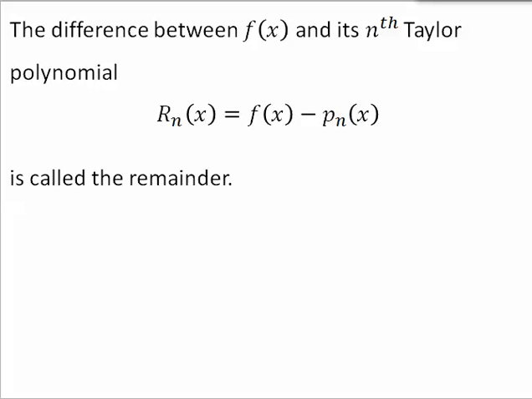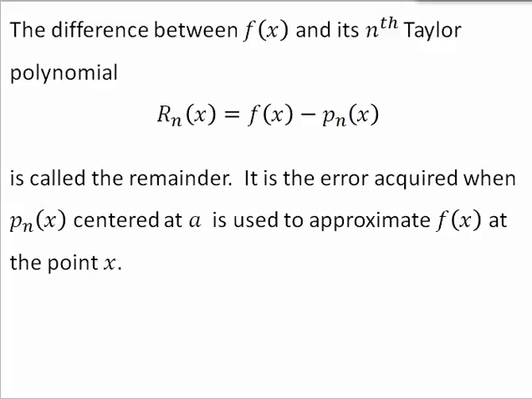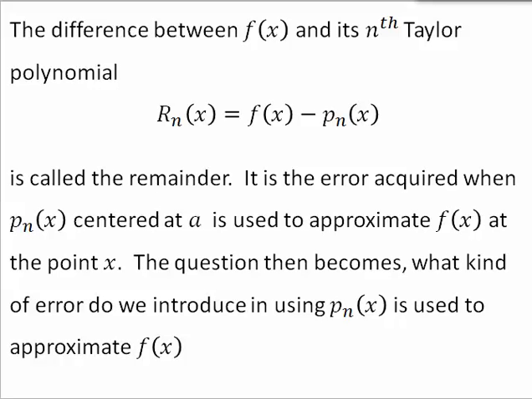The difference between f and its nth Taylor polynomial is called the remainder. It is the error acquired when the nth polynomial centered at a is used to approximate the function at a point x. The question then becomes, what kind of error do we introduce in using the polynomial to approximate the function?